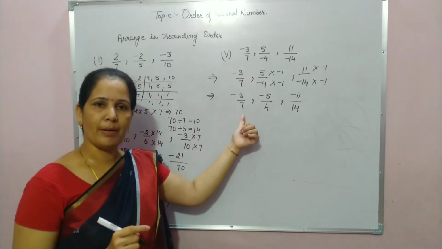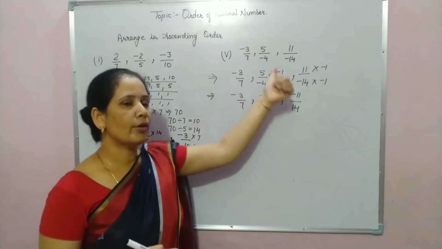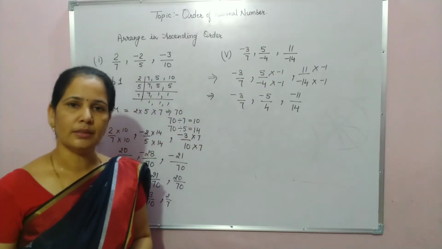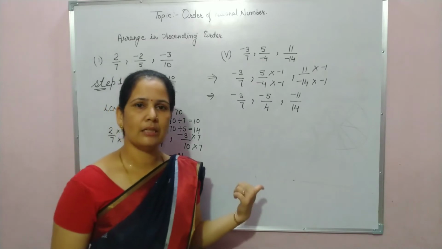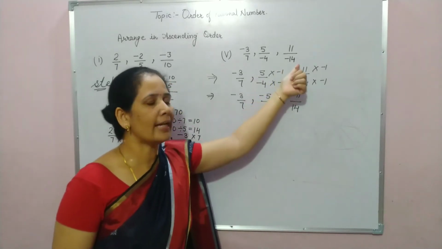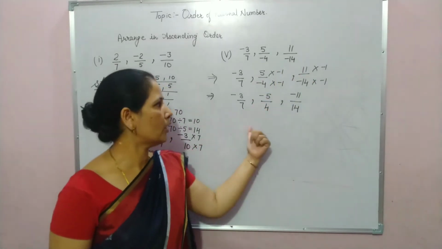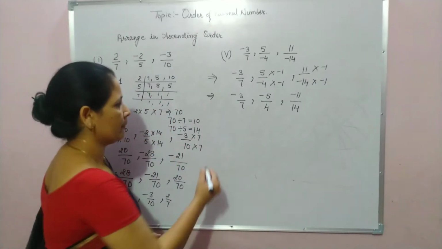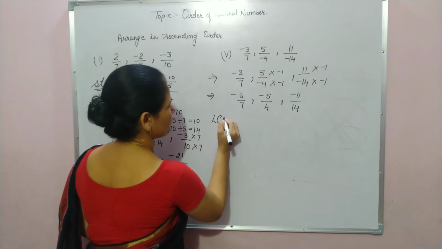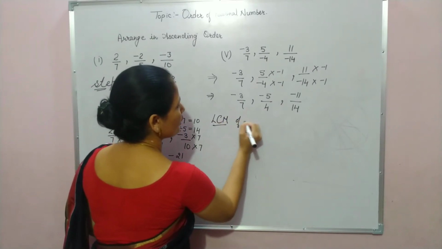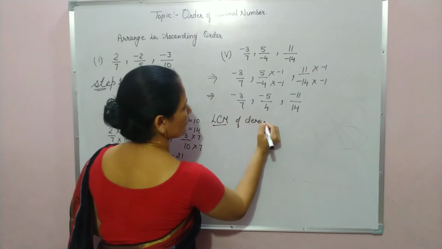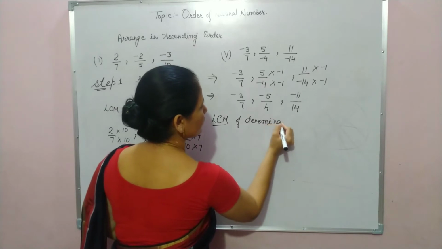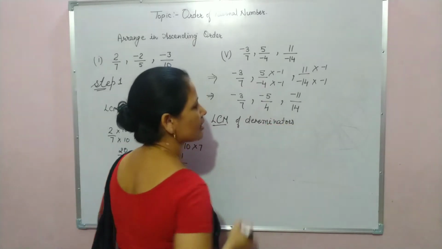You have to remember, whenever you are going to arrange or compare any rational numbers, if a denominator is given negative, the first step is to convert the denominator to a positive number. Then the second step is to take the LCM of the denominators. Okay students, LCM of the denominators.